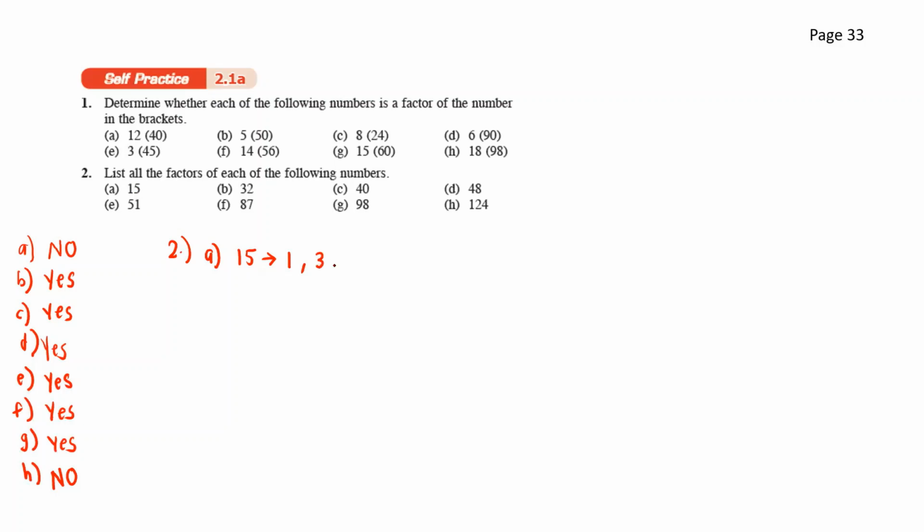So let's try 3. We get a whole number. 4, we don't. 5, yes. So we go on and keep looking for a number that can divide 15.